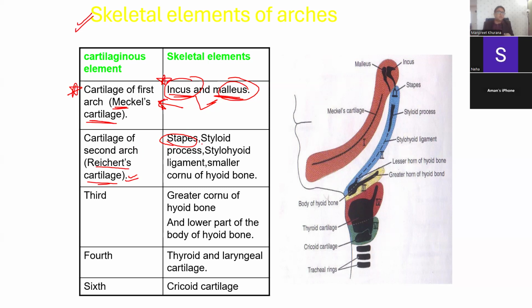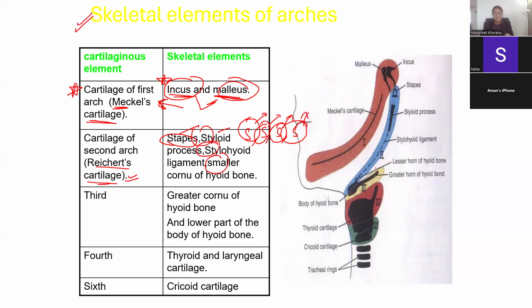Now, most of the things which are developing are S's. You can say stapes, styloid process, stylohyoid ligament, and the lesser cornu of the hyoid bone. So there are 4 S's which are developed: stapes, styloid process, stylohyoid ligament, and lesser cornu of the hyoid bone, right?